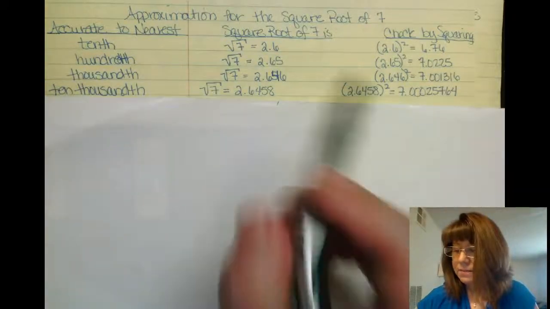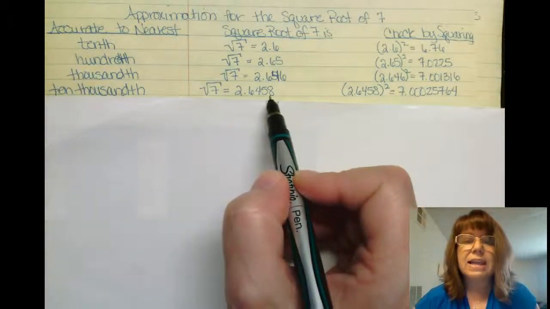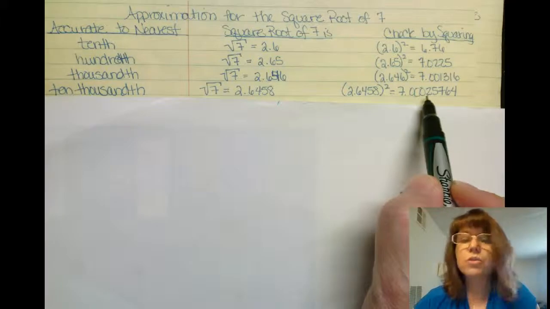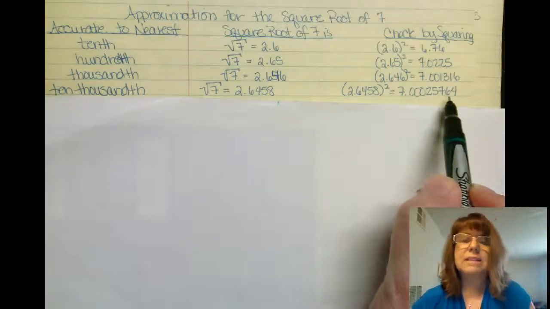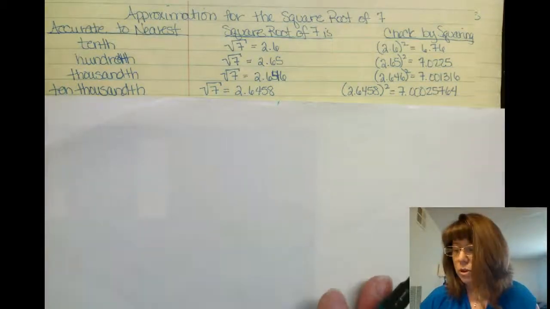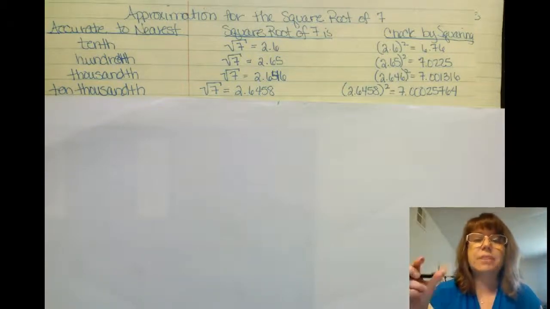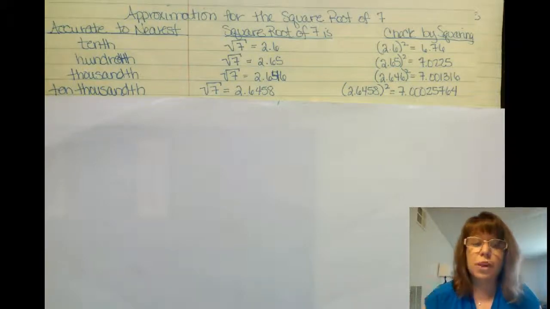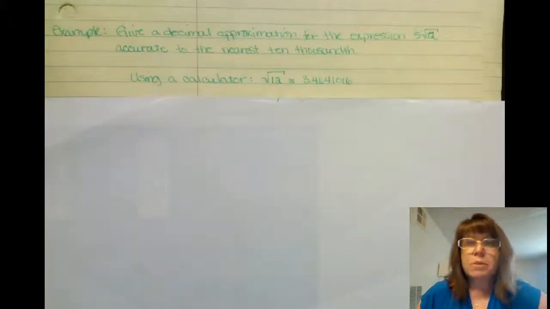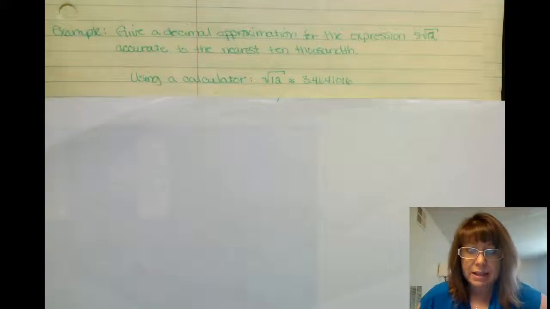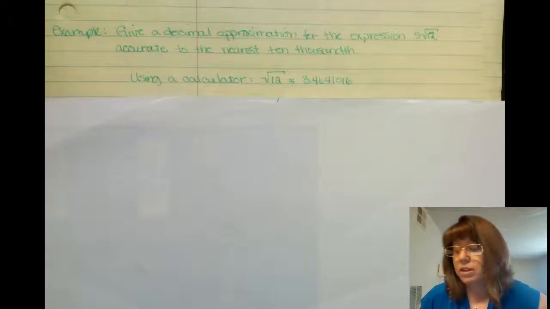How about 10,000th? 2.6458 squared is going to give us 7.00025764. Very close to 7, but still not exactly 7. We will never, ever hit 7 because we will never find an exact value for the square root of 7. Remember, it's irrational. So when we don't have a perfect square, all we can do is use a calculator, and you will be using a calculator in this section, and getting an approximation to the solution.